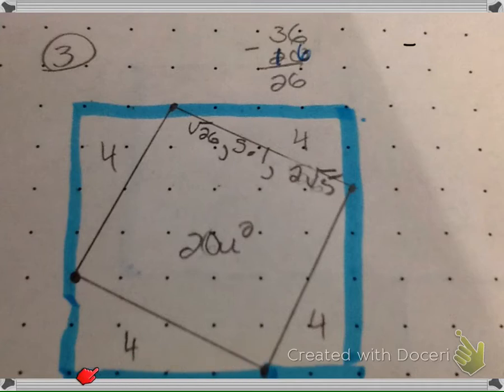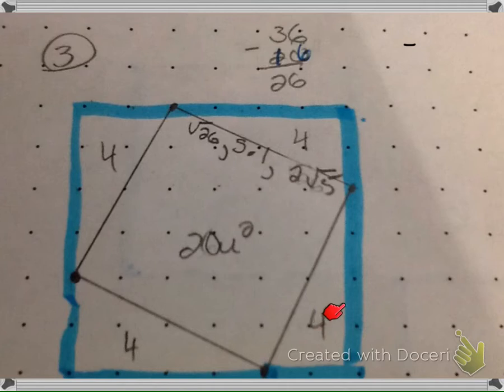Each of these triangles has a height of 2 and a base of 1, 2, 3, 4. 2 times 4 is 8, and 1/2 times 8 is 4. So each of these triangles has an area of 4 using the area formula A equals 1/2 base times height.